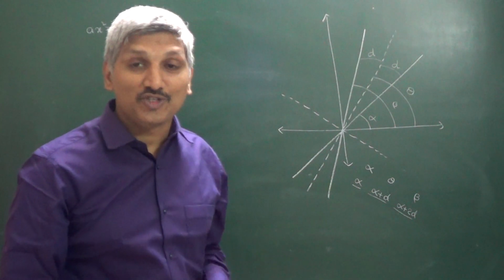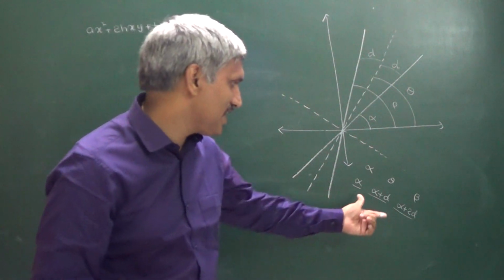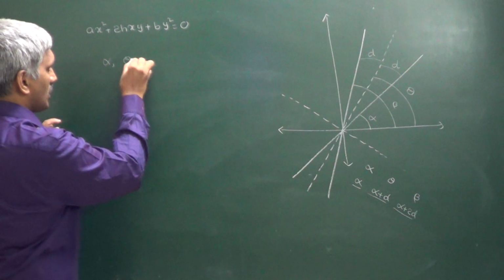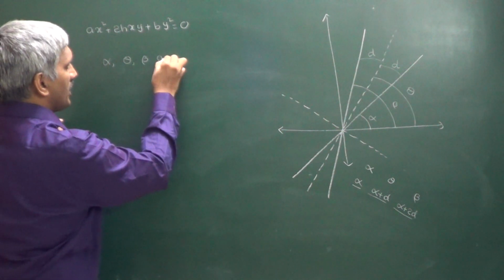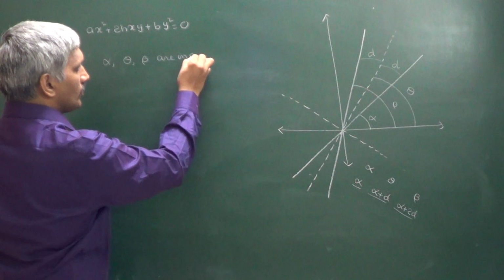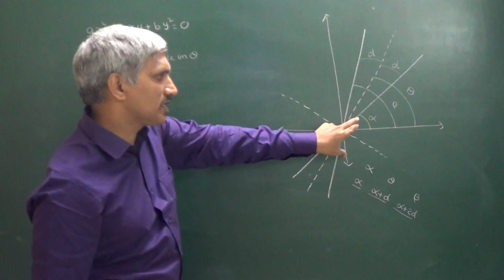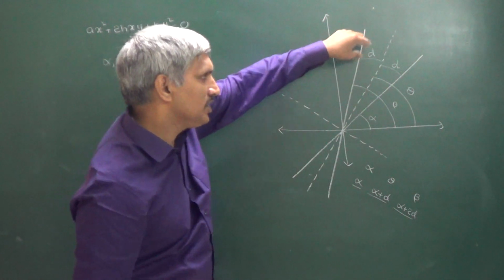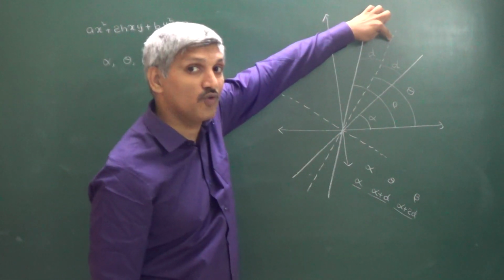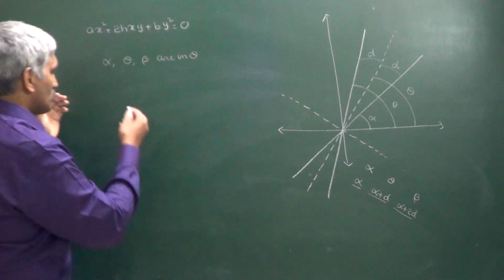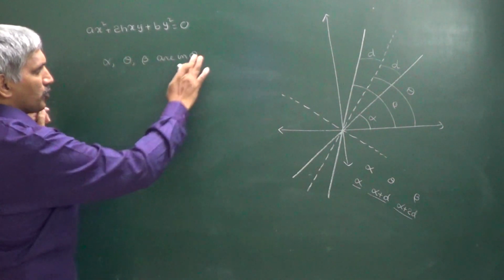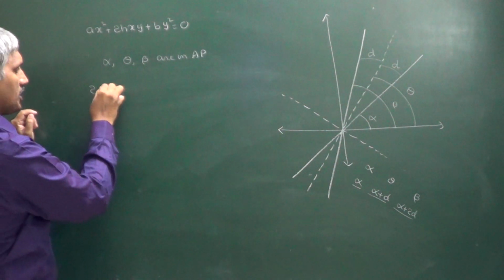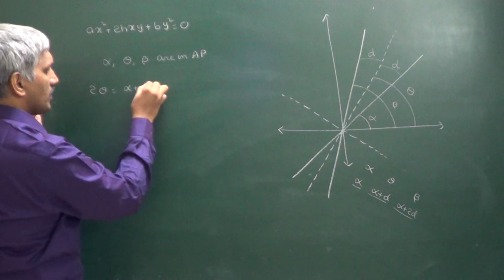Observe here, alpha, alpha plus D, alpha plus 2D. They are in arithmetic progression or not? They are in AP. That means alpha, theta, beta are in AP, where alpha is the inclination of this line, beta is the inclination of this line, theta is the inclination of one of the angle bisectors. So these three are in arithmetic progression. Then we can write 2 theta is equal to alpha plus beta.